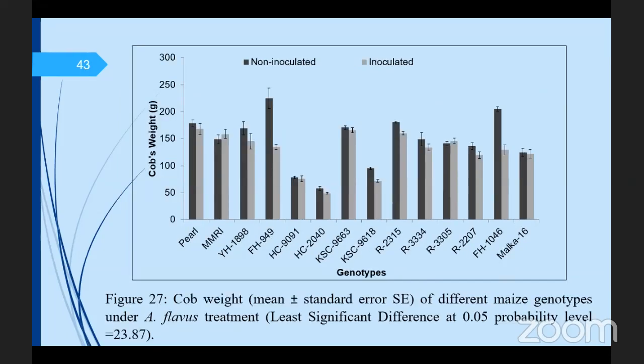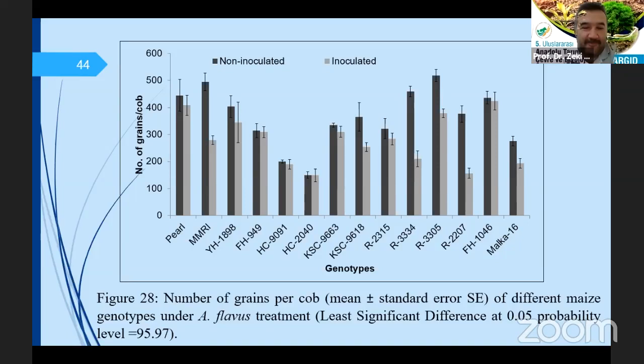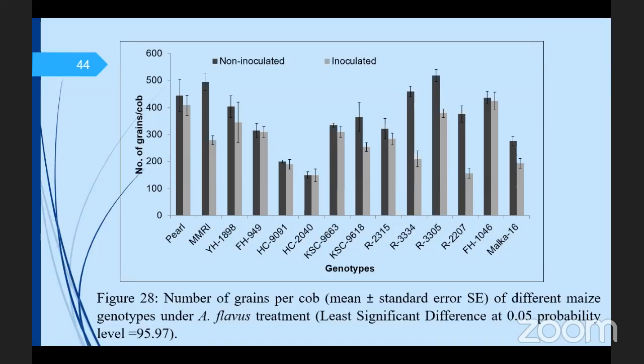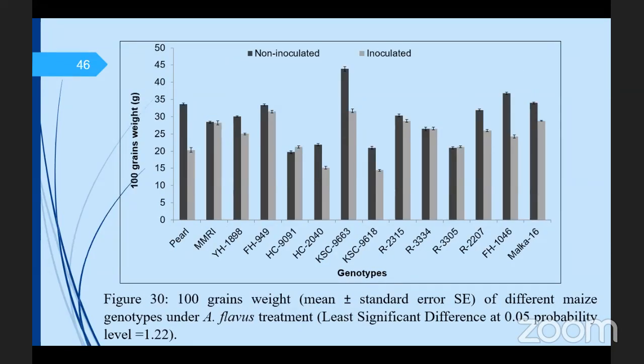And cob weight in many genotypes was reduced after receiving the treatment of Aspergillus flavus. And inoculation of the fungi also decreased the number of grains per cob in the second experiment, as it did in the first experiment. And total grain weight per cob was also reduced in all species during the second experiment. 100 grain weight was also reduced by the treatment of Aspergillus flavus.